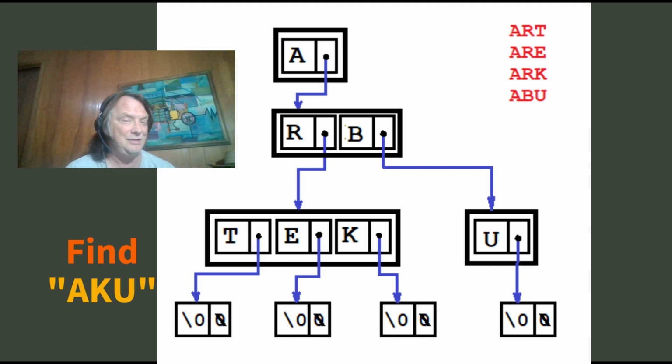Well, we don't have a U under R, so no, that's probably not what we meant. But then when we look at the B in the same node, we see that, yeah, that one has a U under it, so maybe that's what we meant. Maybe A, B, U is what we meant. And so that would be what we would present as maybe a spelling correction.